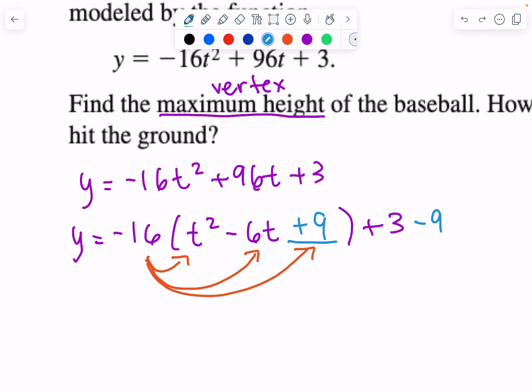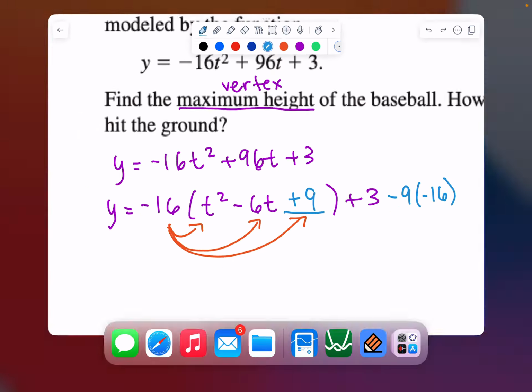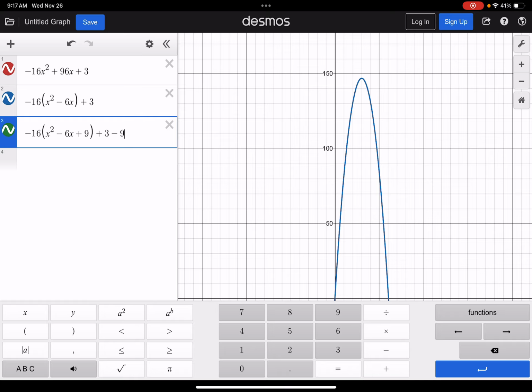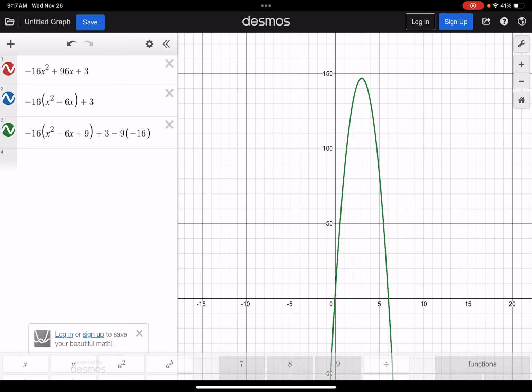So to make sure that the equations are equivalent, when I add 9 to the function, I also have to subtract 9 times negative 16, right? If I added 9 to the equation, and that 9 is being multiplied by this negative 16, then when I subtract 9, I also need to multiply it by negative 16. Okay, let's see if that fixes the problem. So take 9 and multiply it by negative 16. And what do you know? It works.